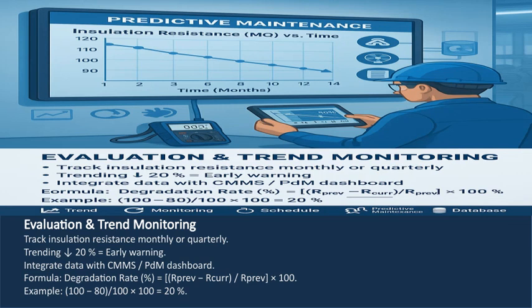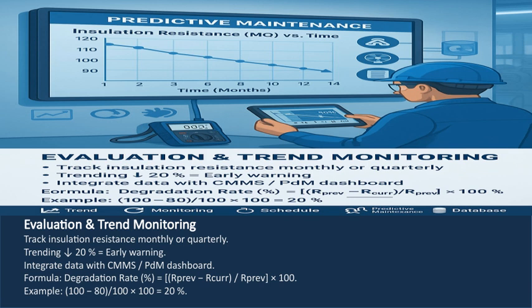Now, let's talk about evaluation and trend monitoring. It's important to track insulation resistance on a monthly or quarterly basis. By doing so, we can identify any significant changes over time. For example, if we see a trend of decreasing resistance, specifically a drop of around 20%, that serves as an early warning sign that something might be wrong. Integrating this data with your CMMS or predictive maintenance dashboards really helps in making timely decisions. You can visualize these trends alongside other critical data points for a comprehensive view.